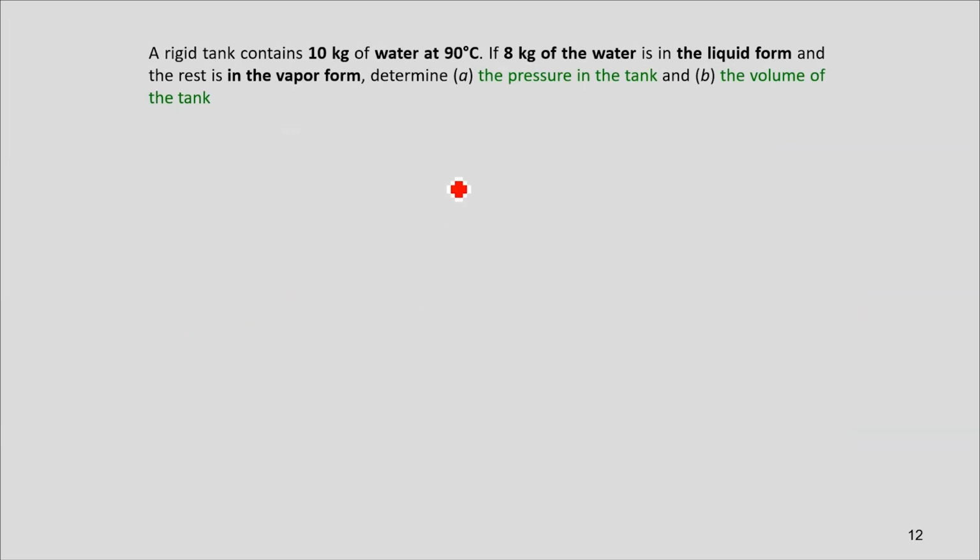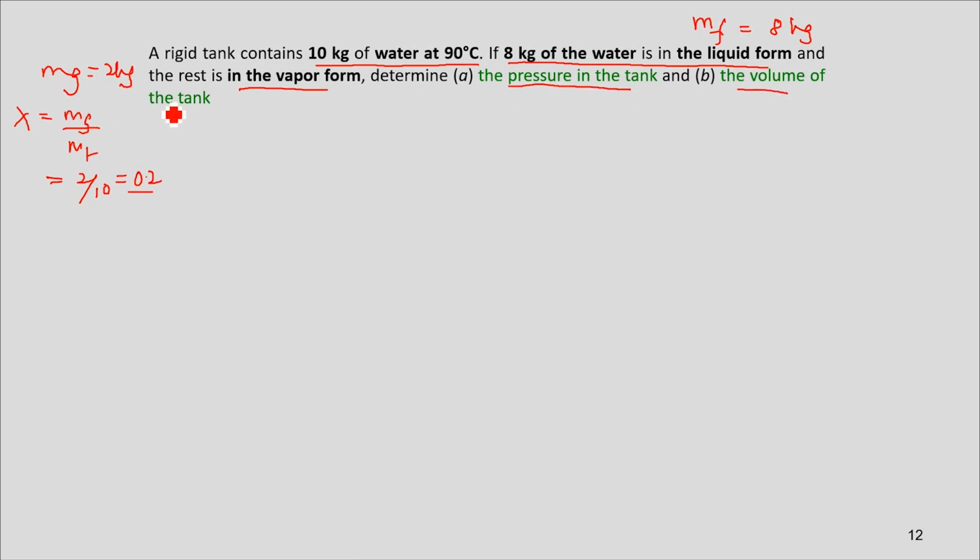Then comes the problem where you have a mixed region. It says a rigid tank contains 10 kg of water at 90 degrees centigrade. It further says if 8 kg of the water is in the liquid form, that means mf is 8 kgs and the rest is in the vapor form. So mg is essentially 2 kgs. This means the x value, which is mg over m total, is essentially 2 over 10, which is 0.2. So your x value is known to you. You have to determine the pressure in the tank and the volume of the tank.